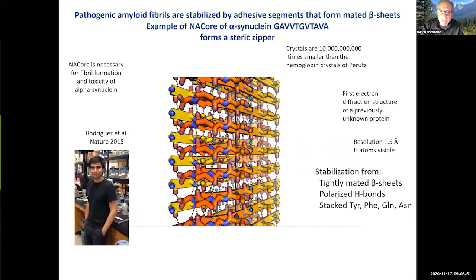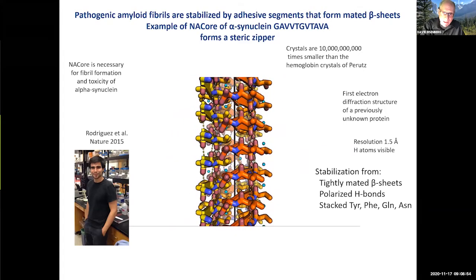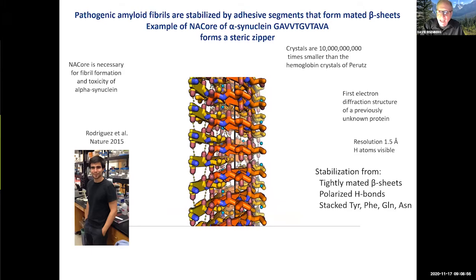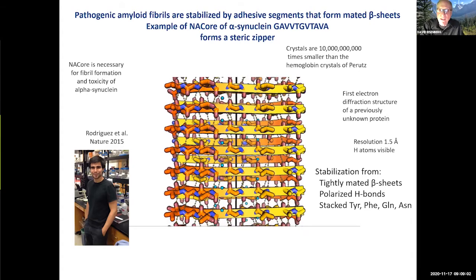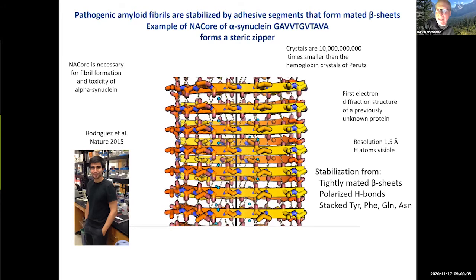And now you're going to see the teeth of the zipper. It looks just like a zipper there, interdigitating. The hydrogen bonds go up and down the fiber. You can see them with the dashed lines here, and they're aligned above one another, so they're highly polarized. Quantum mechanical calculation shows that these hydrogen bonds are stronger than those of ice. There are also side chains in many of these structures that are stacked. I'm going to show them to you later. In this particular structure, we don't see those stacked side chains, but often tyrosine, phenylalanine, glutamine, and asparagine are stacked on the outside of these fibers.